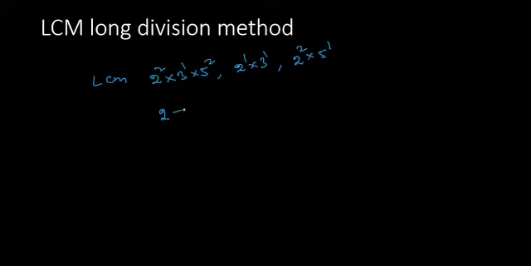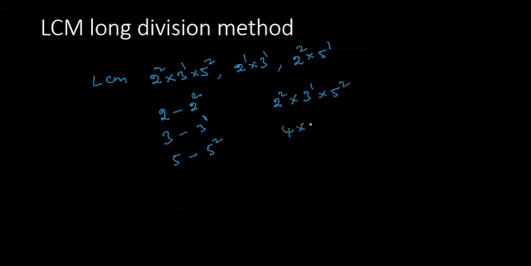So 2 is available, 3 is available and 5 is available. Now what is the maximum term for 2? If you want to find the LCM, you have to always take the maximum term. So 2 has the maximum term of 2 squared. Now 3 has the maximum term of 3 to the power of 1 and 5 has the maximum term of 5 squared. So what will be the answer? 2 squared into 3 to the power of 1 into 5 squared.